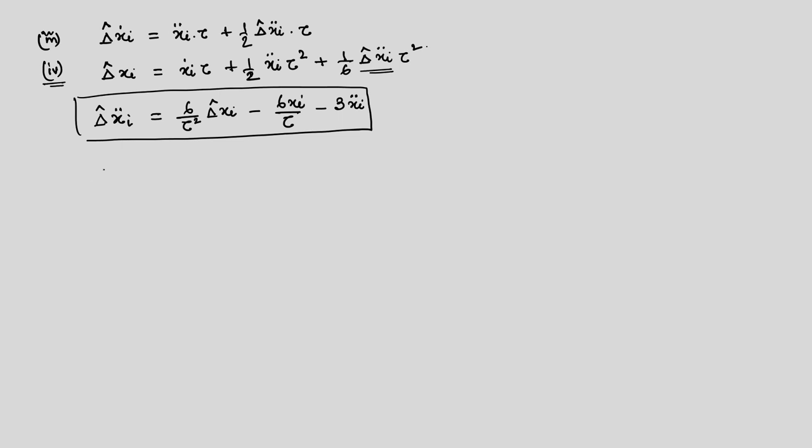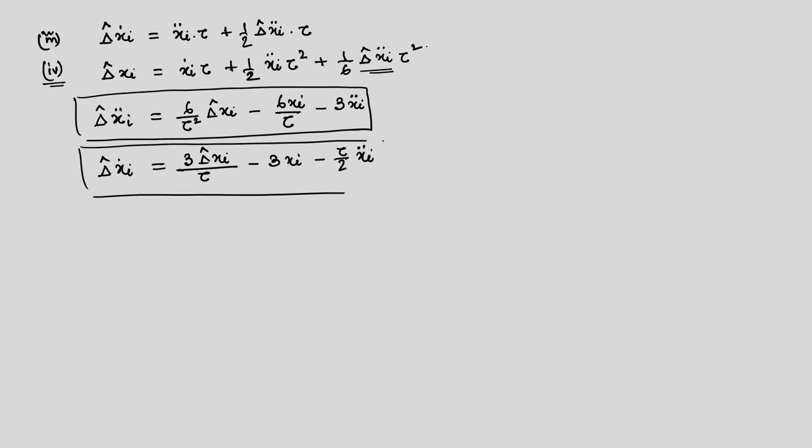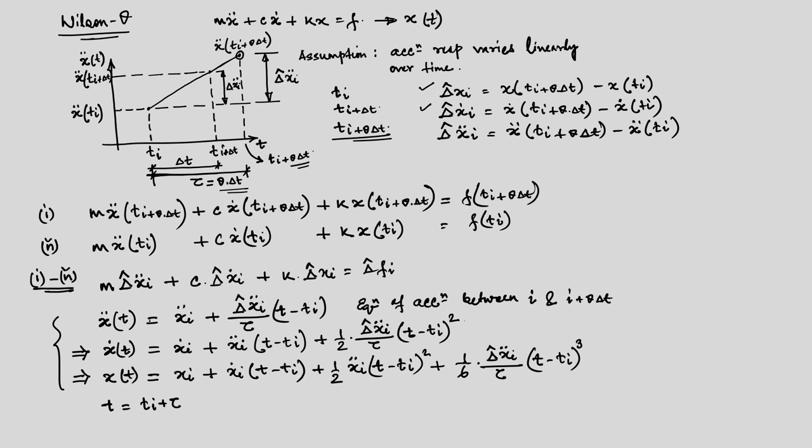And then similarly, if we continue, we can also simplify this quantity: we will have 3 delta x_i hat divided by tau minus 3 x_i dot minus tau by 2 x_i double dot. So, these are the two final expressions we get. We will see in a minute what the advantage is, because if you recall, this is the equation we derived, and by now we have the expressions for delta x_i double dot hat and delta x_i dot hat.